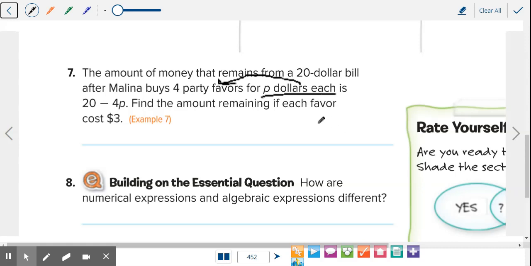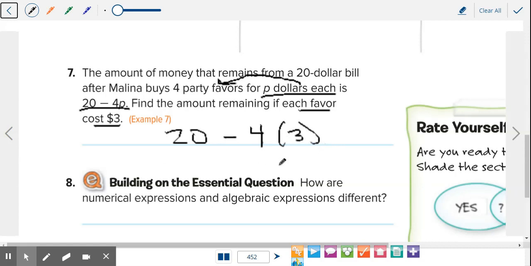So they give you the expression, and then they tell you what the party favors cost. But they don't come out and say that P equals 3. We have to infer from here that P is the cost for party favors, which is $3 apiece. So you replace P with what? 3. Then you just solve it. So 20 minus 4 times those $3 per one.